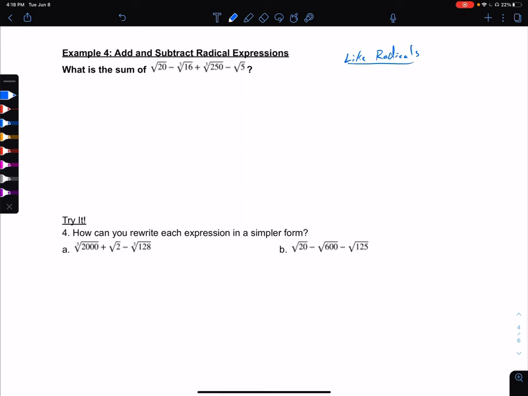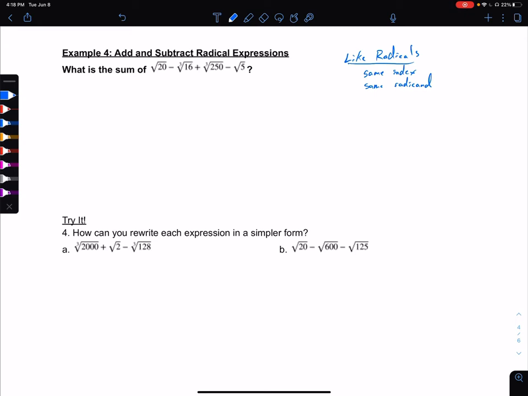Like radicals have to have the same index and the same radicand, which is the number inside, in case you forgot. This applies to addition and subtraction. Multiplication, division, you can multiply or divide radicals. You'll have to do more work, and there's rules there, but this is for addition and subtraction.